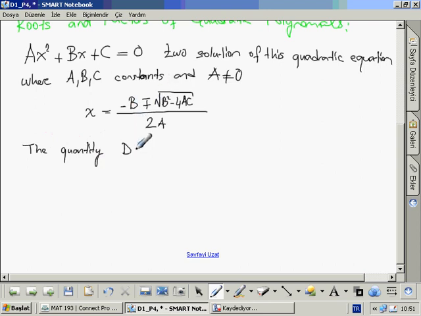And the quantity D equals b squared minus 4 times ac, and D can be shown by delta, and it is called, as you know, the discriminant.